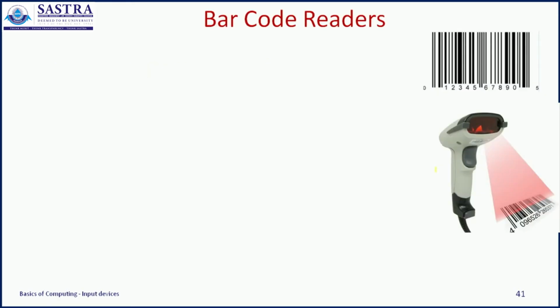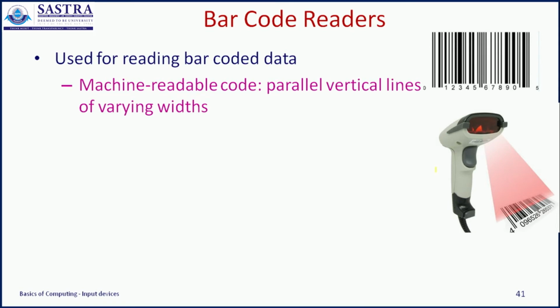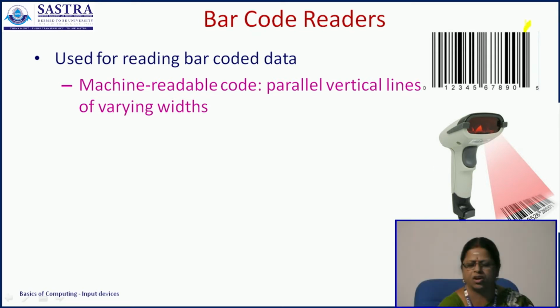Now let us move on to the next pointing device. We call it as barcode readers. This is used for reading barcoded data. It is a machine readable code which consists of parallel vertical lines of varying widths. Here we can see there are parallel vertical lines of varying widths.